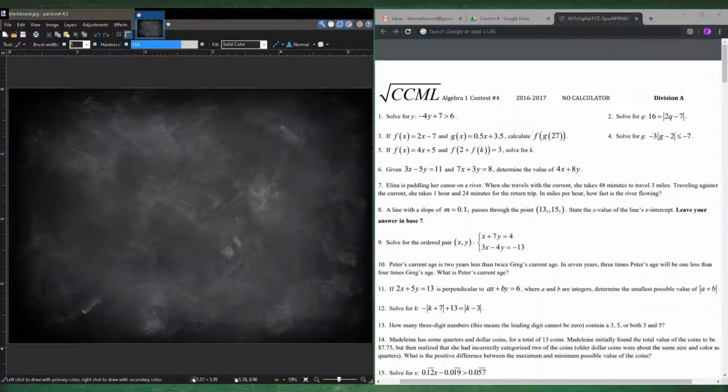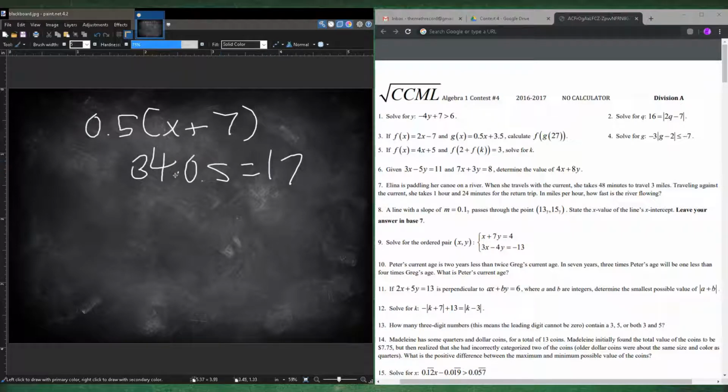Number 3, if f of x is equal to 2x minus 7 and g of x is 0.5x plus 3.5, calculate f of g of 27. So I'll put 27 into g first. So 27 times, let's just distribute out the 0.5. That gets x plus 7. So add the 27 to that, that's 34, and then multiply by half. Half of that is 17.